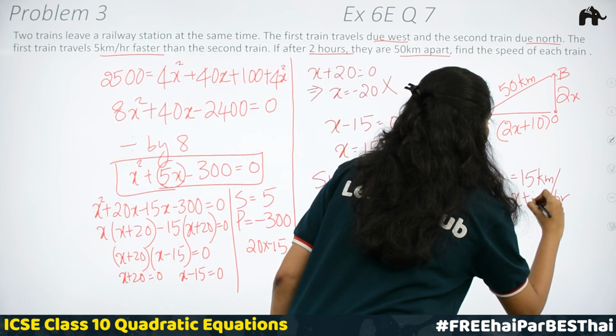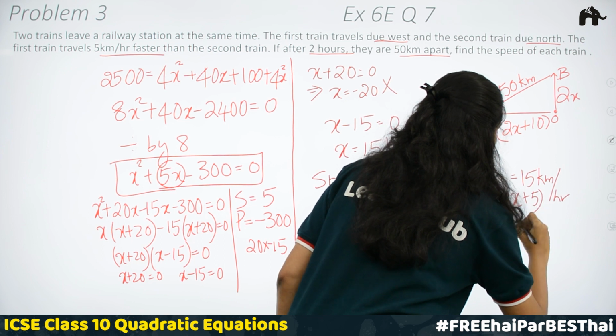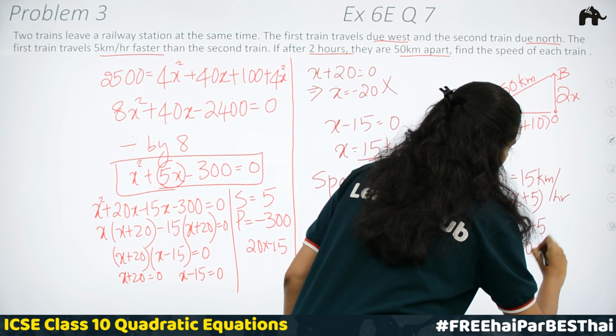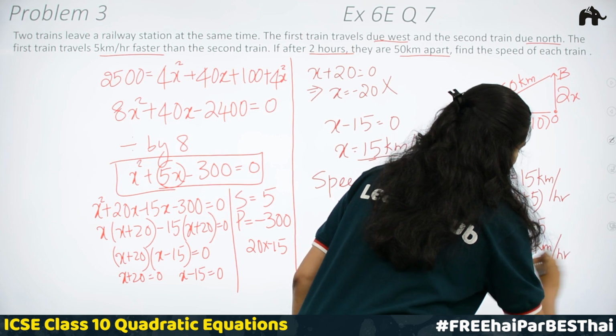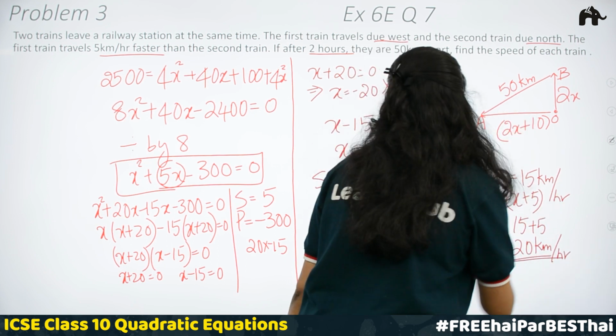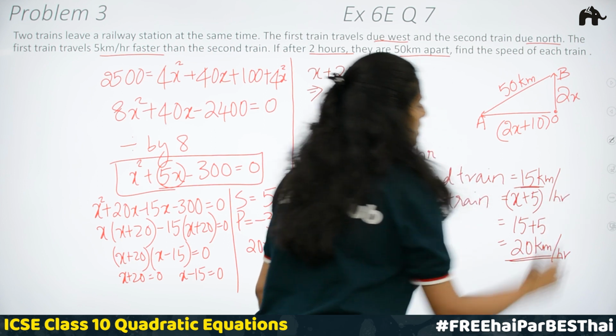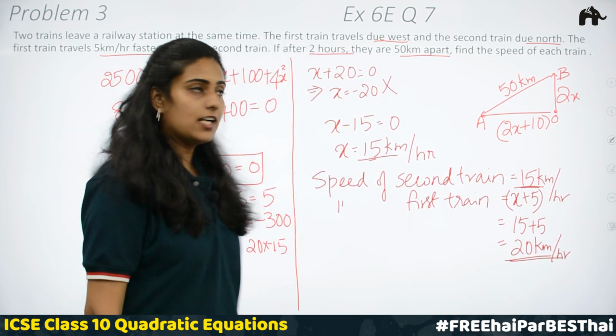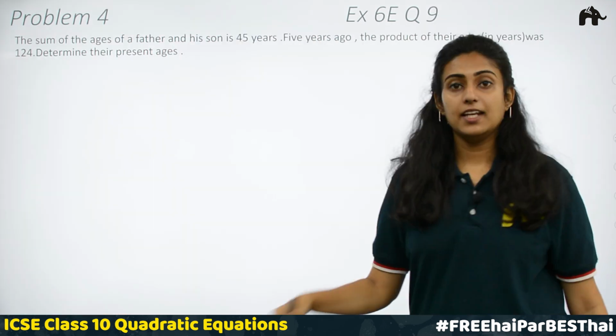X plus 5, which is equal to 15 plus 5 equal to 20 kilometer per hour. The speed of second train is 15 kilometer per hour and the speed of first train is 20 kilometer per hour. Understood? Okay. Next problem.